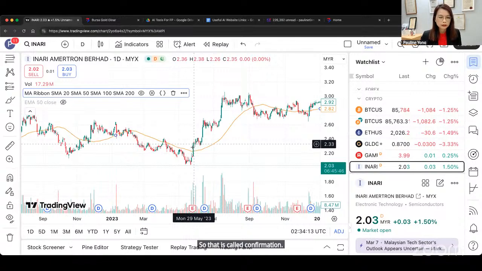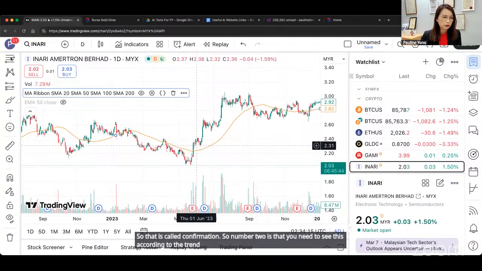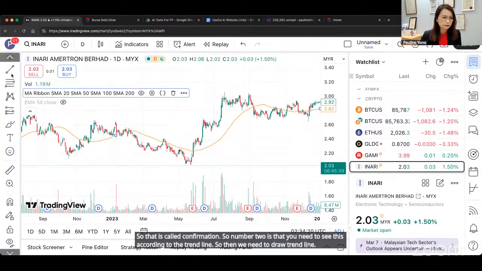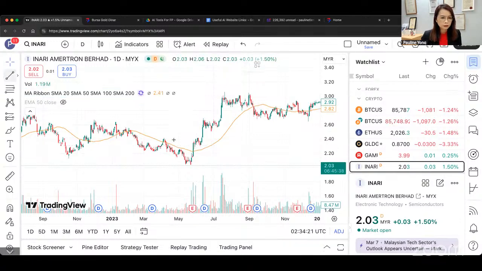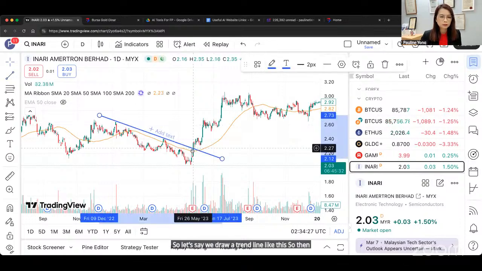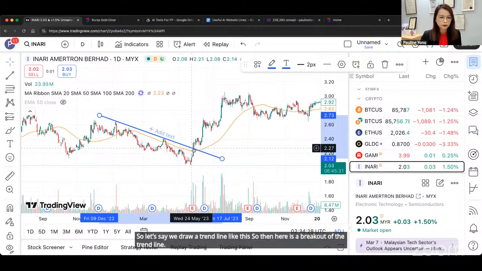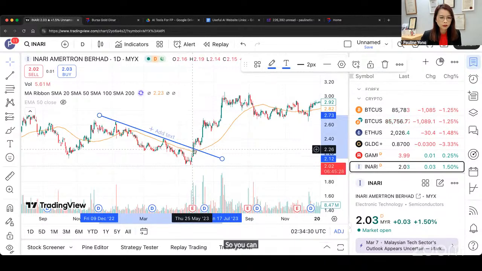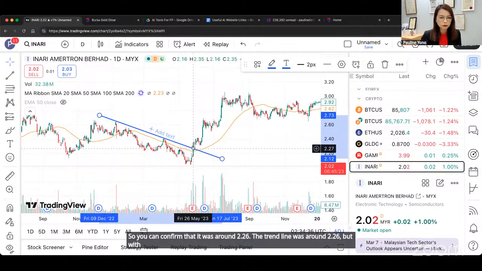So number 2 is that you need to see this according to the trend line. So then we need to draw a trend line. Let's say we draw a trend line like this. Then here is a breakout of the trend line. You can confirm that it was around 2.26. The trend line was around 2.26, but with the 3%, it was actually 2.30. So you can see that it's roughly confirmed already, if it were to manage to break out like that.